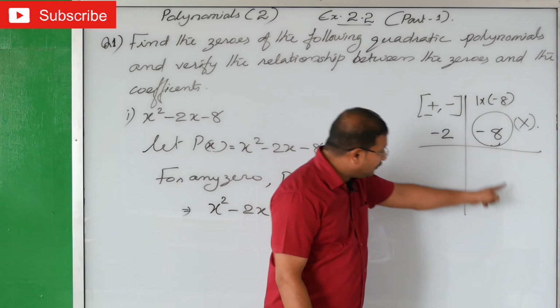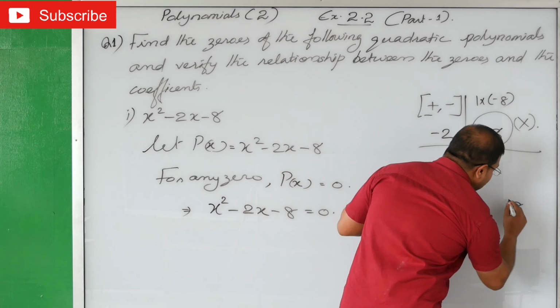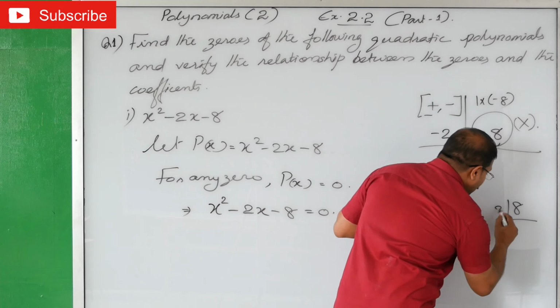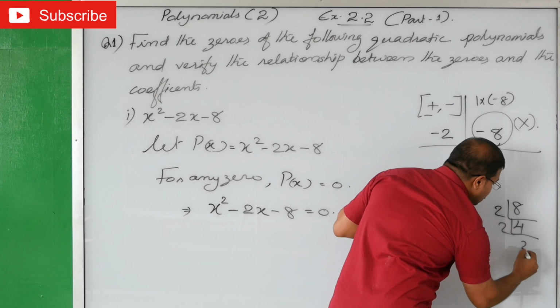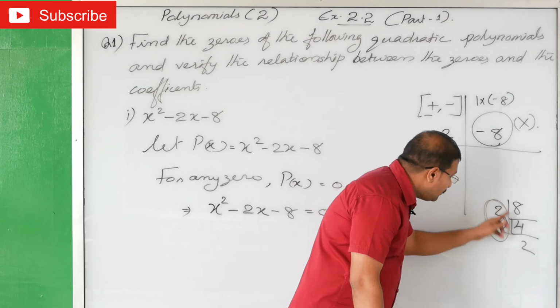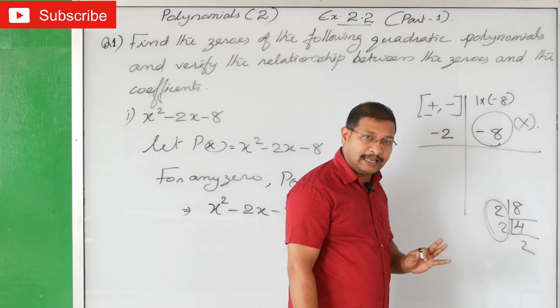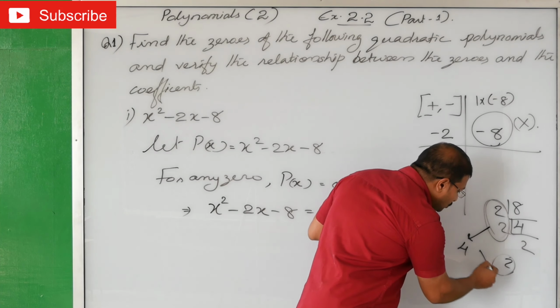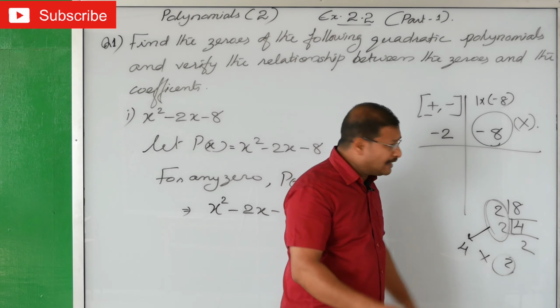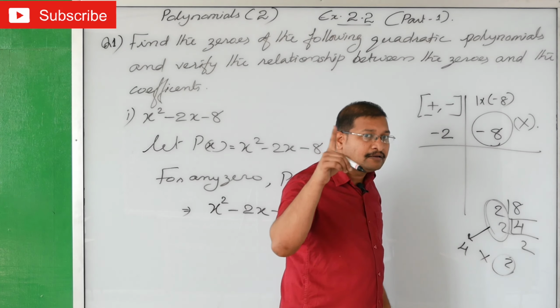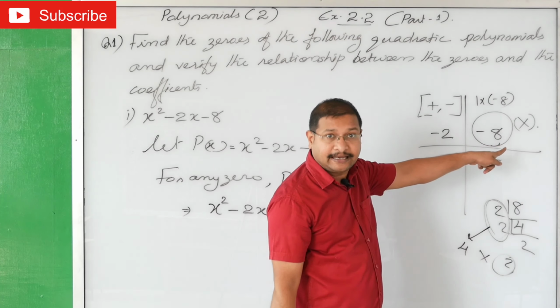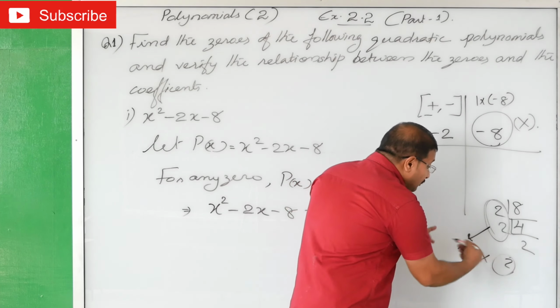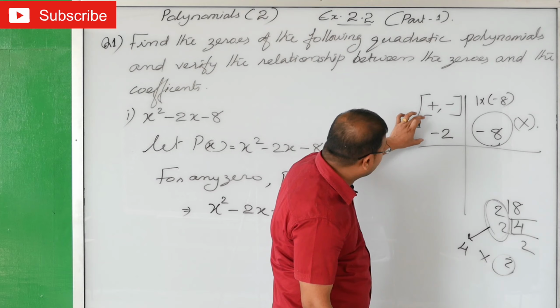So now we will factorize 8. 2 4s are 8, 2 2s are 4. Now we got it. 2 into 2 into 2. That means 2 2s are 4. 4 and 2 if you take, 4 2s are 8. And we know that one of the number is minus. Otherwise we will not get minus. Now check the subtraction or addition place.